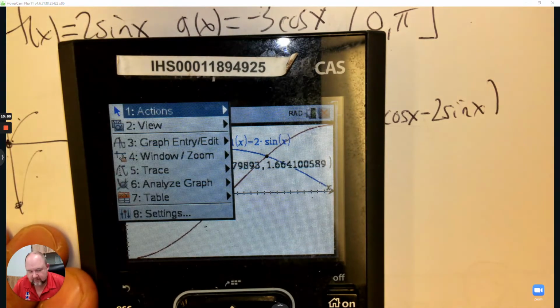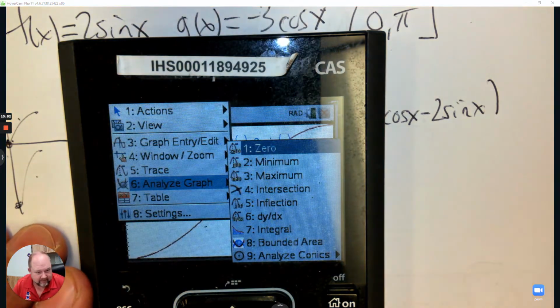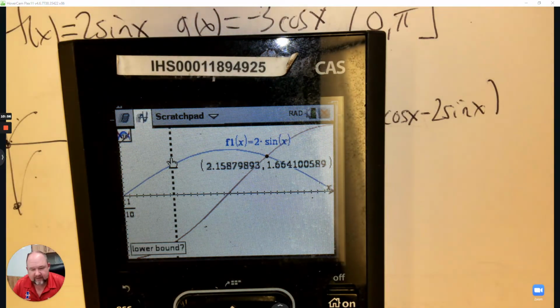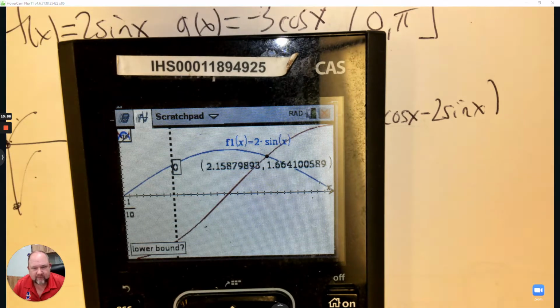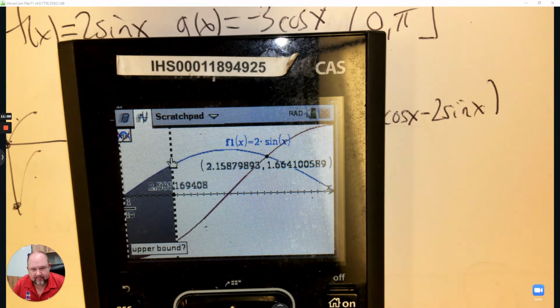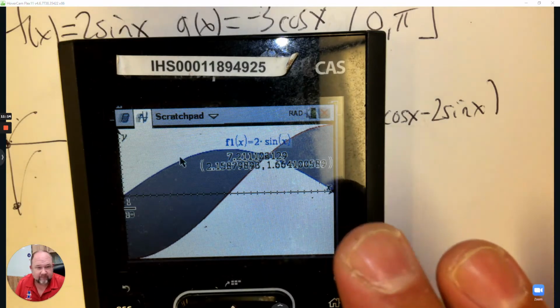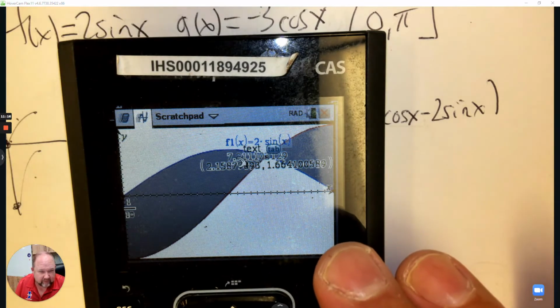There is a different one that says the area between. Bounded area, number 8. That's what I made a mistake with. So the lower bound is 0. And the upper bound is pi. And then the answer that you see there, 7.211, that's the answer. So this one right here, that answer above.